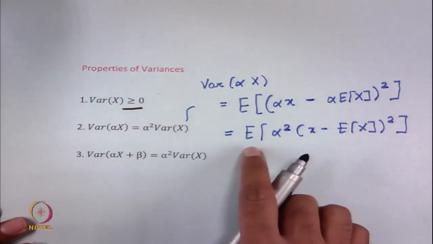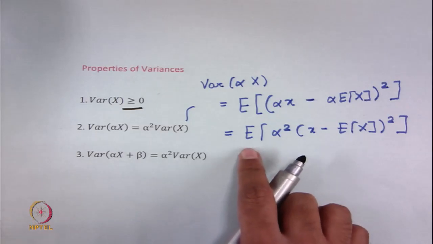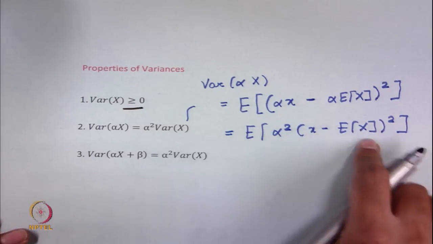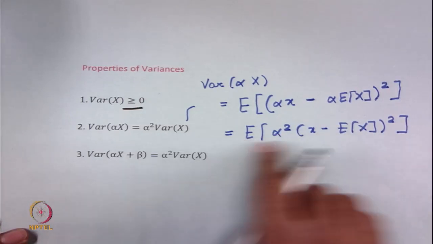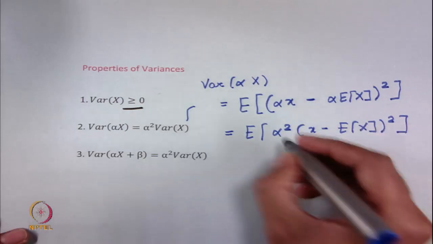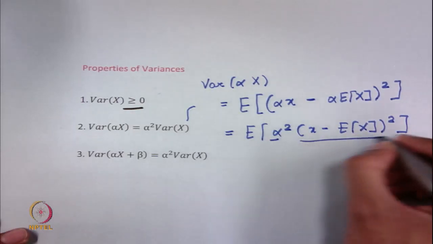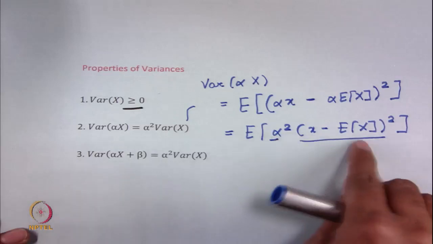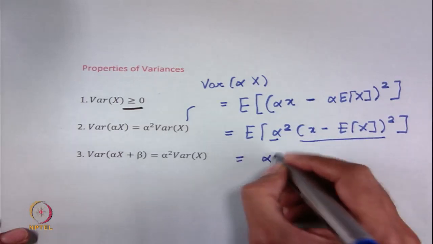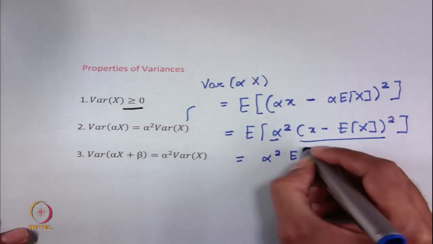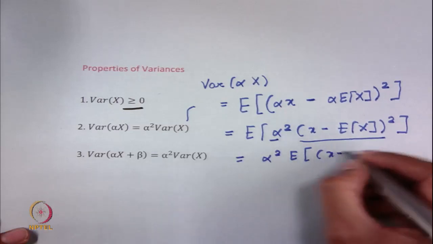Now we have seen in the last lecture that the expectation of a constant times a random variable is nothing but the constant times the expected value of that random variable. So, this is the constant and this is the random variable. The expectation of a constant times a random variable is the constant times the expected value of that random variable.